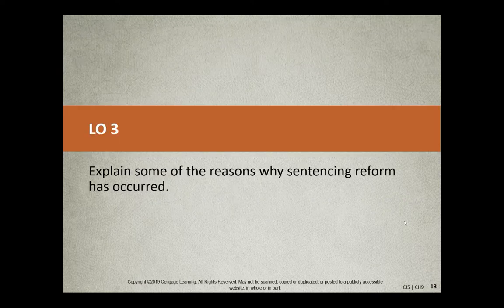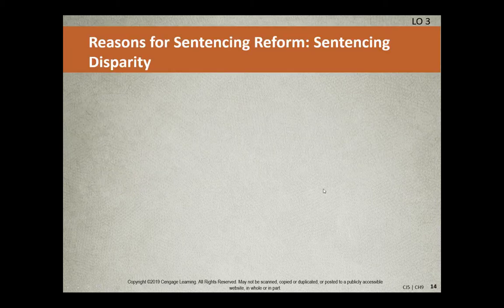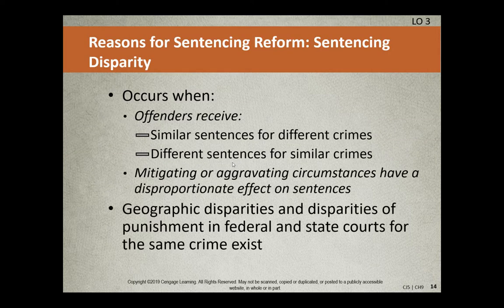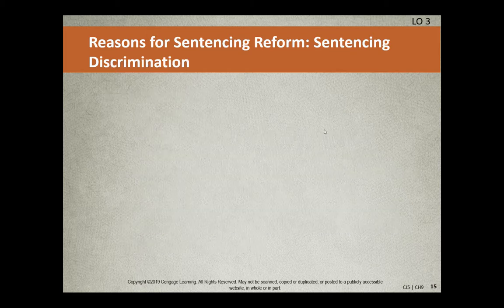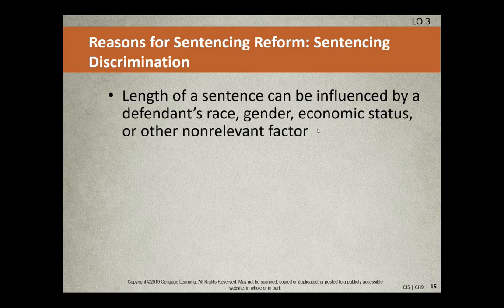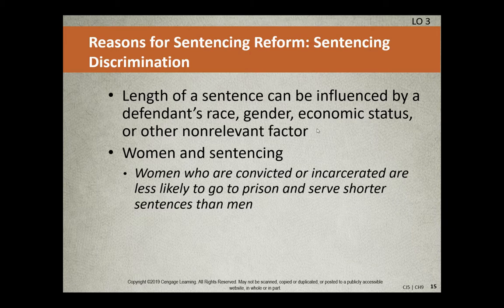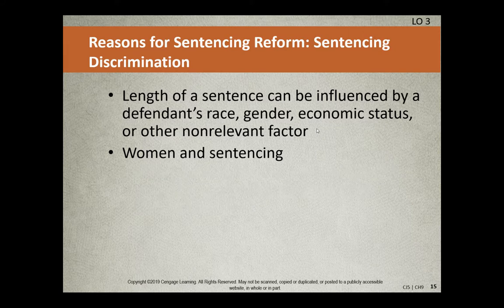So let's talk about some reasons why sentencing reform has occurred. Sentencing disparity refers to a situation in which those convicted of similar crimes do not receive similar sentences. Justice would seem to demand that those who commit similar crimes should receive similar punishments. Sentencing disparity occurs when this expectation is not met in one of three ways. Criminals receive similar sentences for different crimes of unequal seriousness. Criminals receive different sentences for similar crimes. And mitigating or aggravating circumstances have a disproportionate effect on sentences.